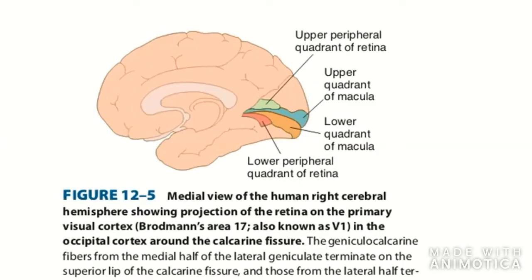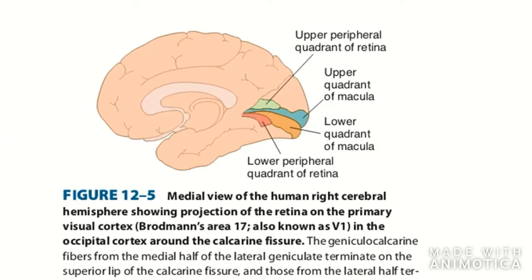Now, mainly in the visual cortex, we have three areas, that is areas number 17, 18 and 19. Brodmann's area 17, also known as V1, is the primary visual cortex, and it is situated above the calcarine sulcus and mainly covers the cuneus above and the lingual gyrus below. Then this area is again divided into zones for the peripheral retina and for the macula.